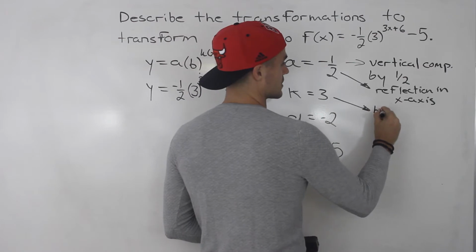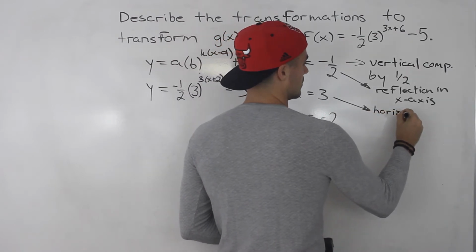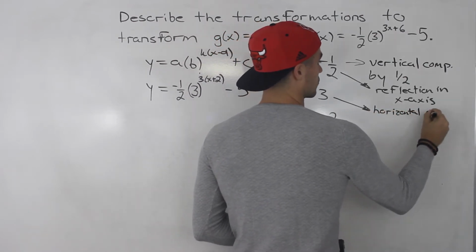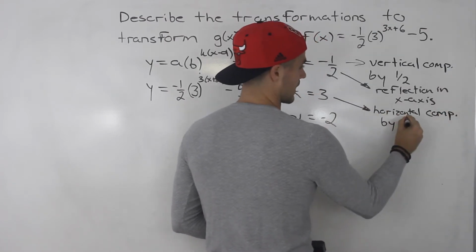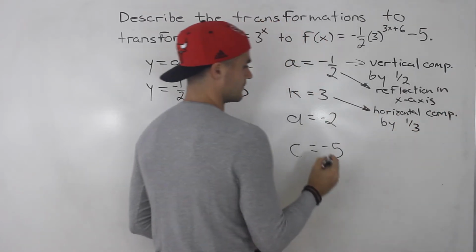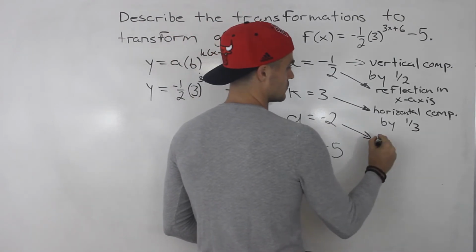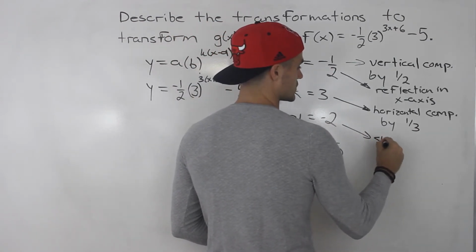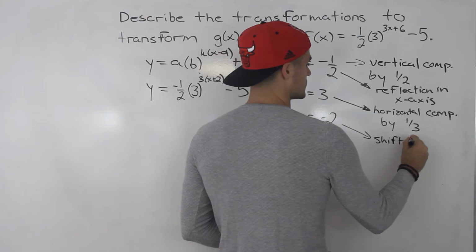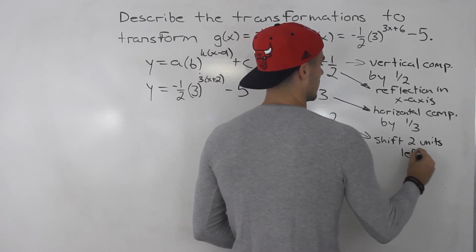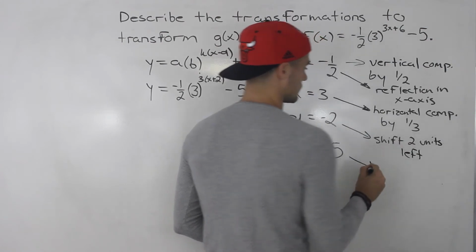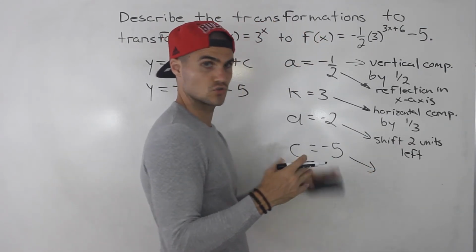K value of 3, what transformation is that? That is a horizontal compression by the reciprocal of that, so 1/3. D value of -2 means that there's a shift 2 units left. And then a C value of -5 means there's a shift of 5 units down.